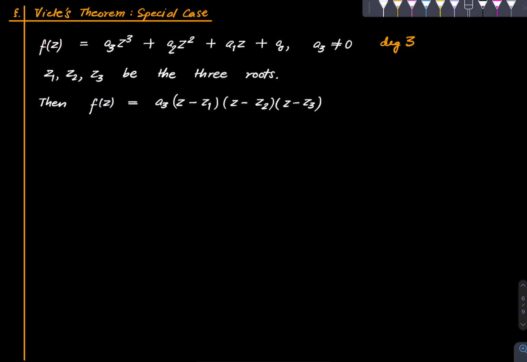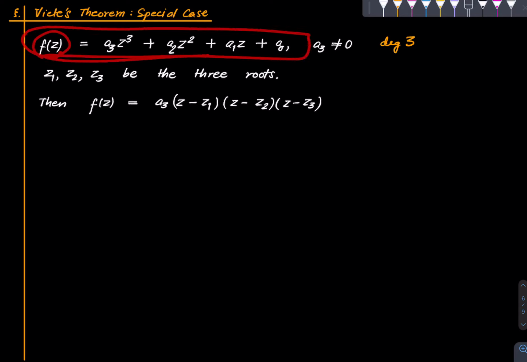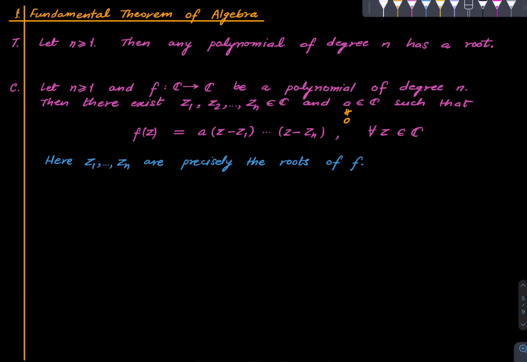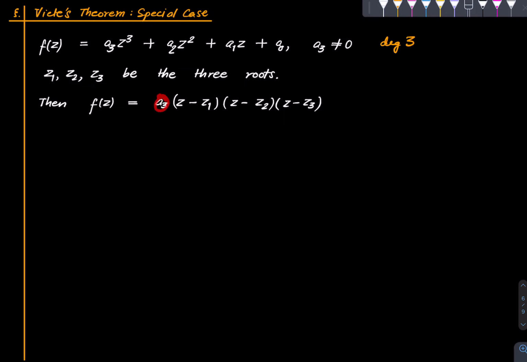Now we come to a very important theorem called Viete's theorem, and before I state it in full generality, let us look at a special case, and then we will state the general theorem. So suppose we have a degree 3 polynomial. f of z is of this form, and of course it will have 3 roots. Again, there may be repetition here. So z1, z2, z3 be 3 roots of it. Then one can see that f of z is of this form by the previous statement. So this constant must be a3.